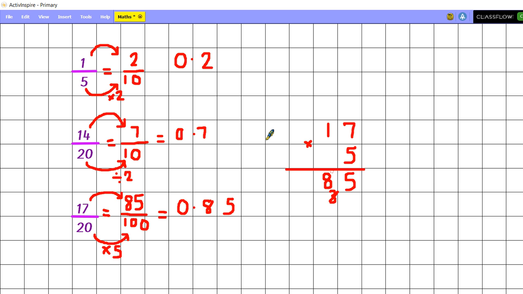Hopefully you guys got that same answer. And what you are going to do today is similar to this. You're going to have to convert them from decimals to fractions and vice versa from fractions to decimals, okay?